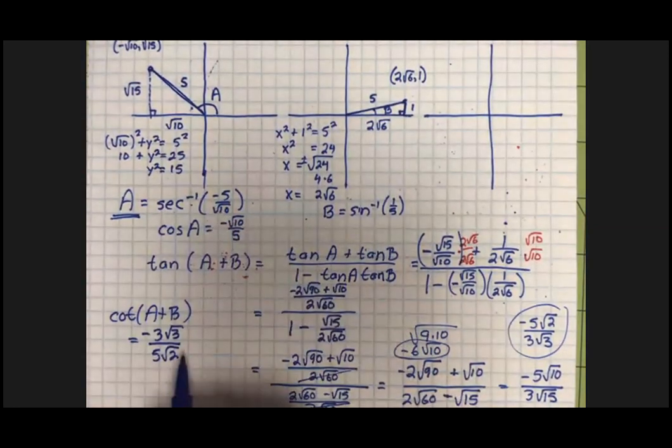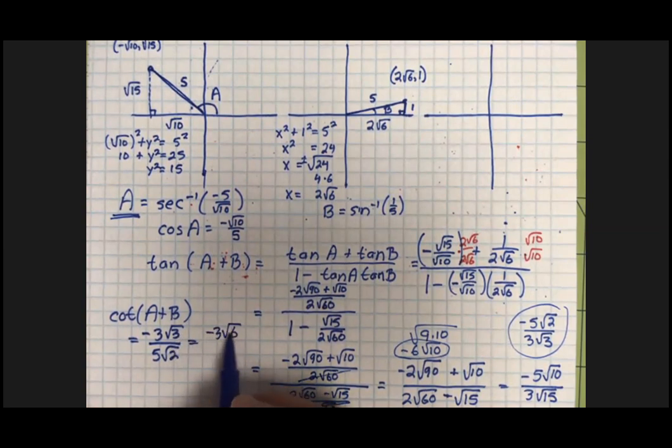That's possible. Can I get rid of the 2 roots? Why do I want 2 roots in there? Let's multiply top and bottom by root 2. Minus 3 root 6 over 5 times 2, 10. If I multiply top and bottom by root 2, I only have one radical now.